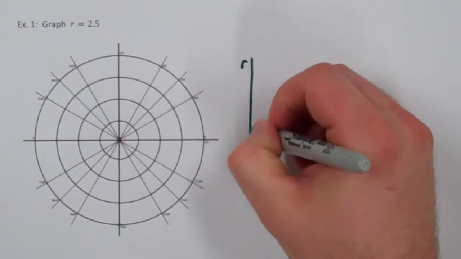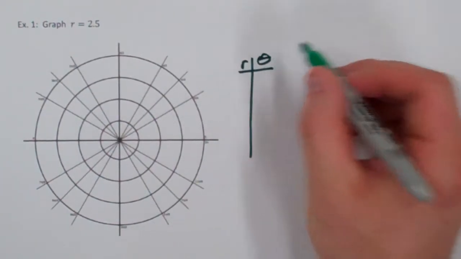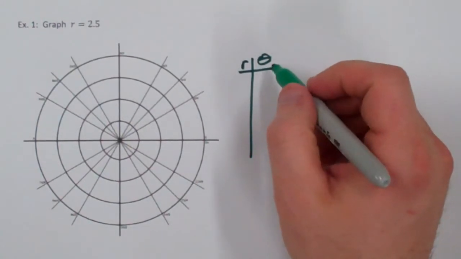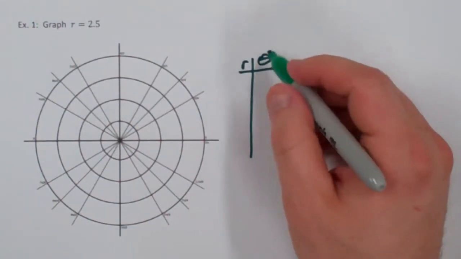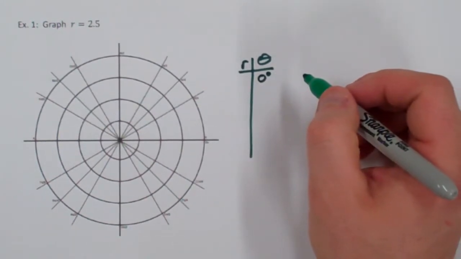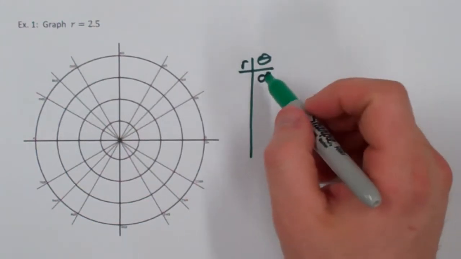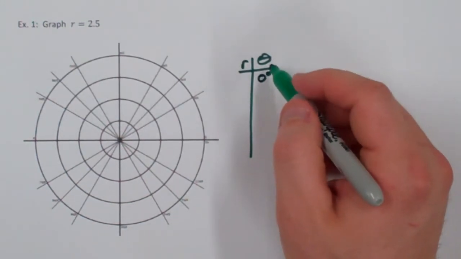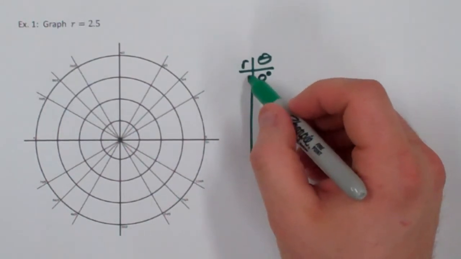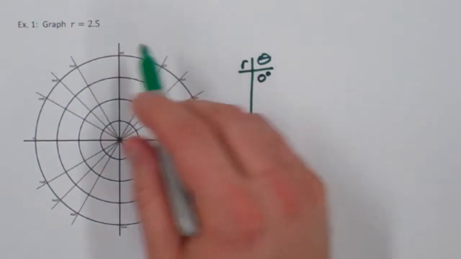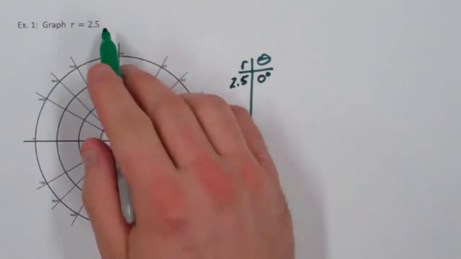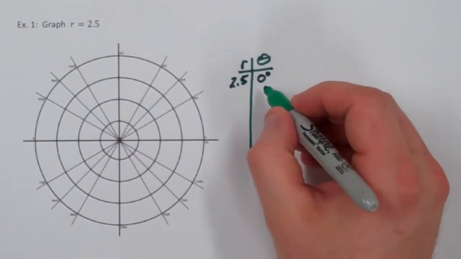So one thing you can do is make yourself a table, and we could go r and theta instead of x and y. What I like to do is use the theta column first. So we'll go with theta being 0, and we'll do this in degrees, so 0 degrees. And what we need to do then is figure out what would happen for the radius. This says r is 2.5, so you would still be at 2.5. There's no theta here, so theta doesn't matter.